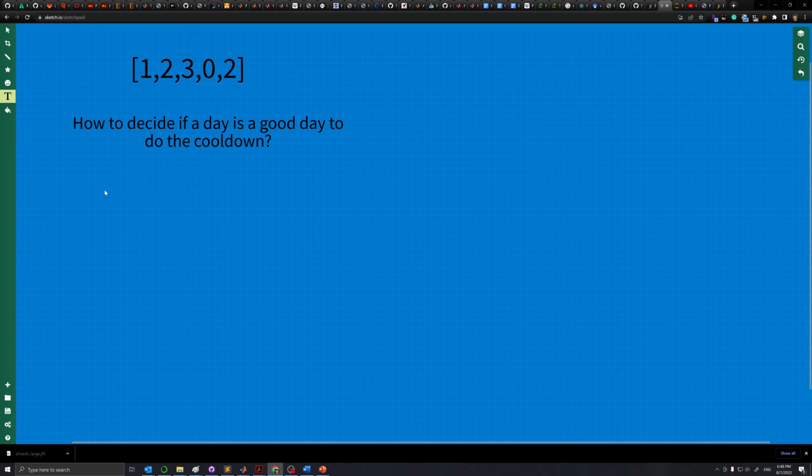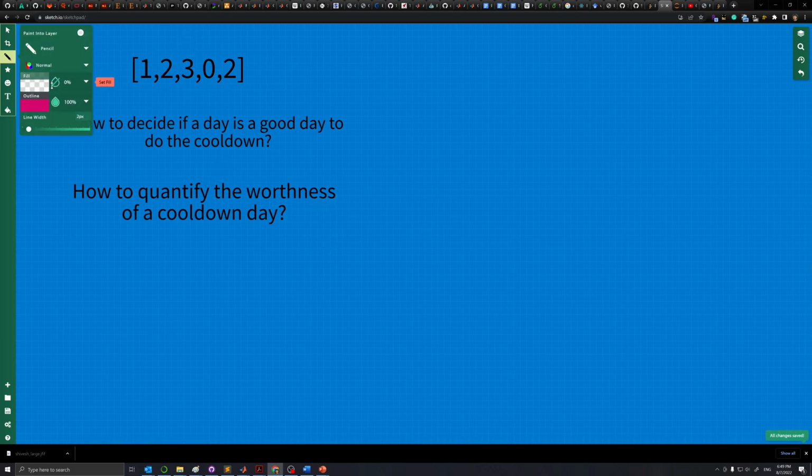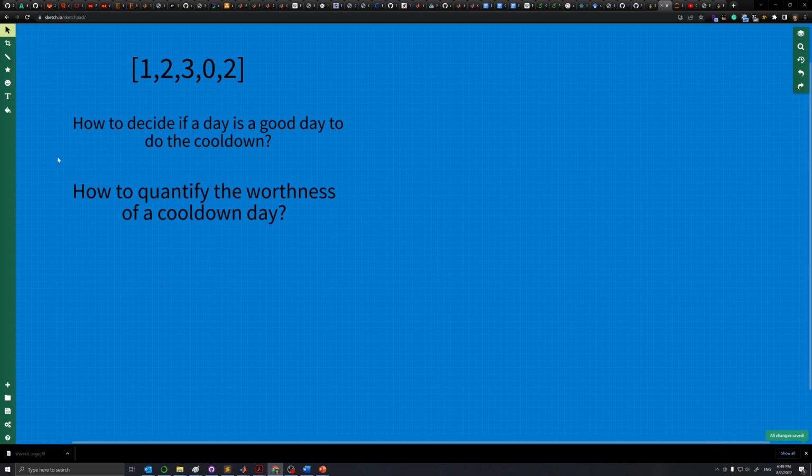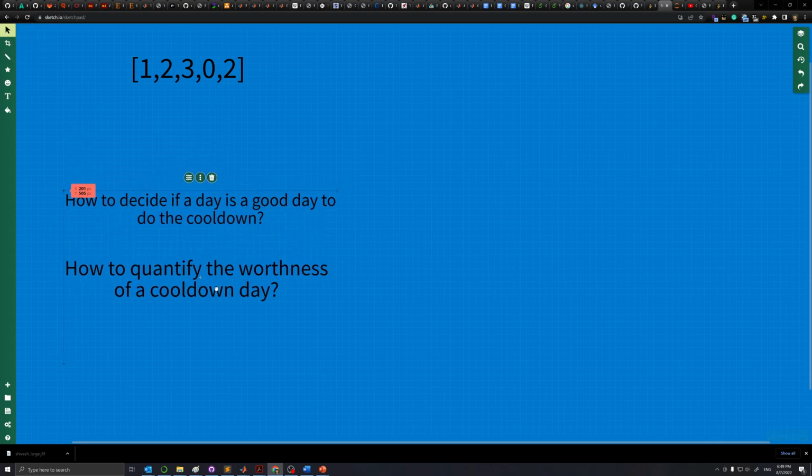So let's ask a further question: how do we quantify the worthiness of a cooldown day? Quantify it, and then we can pick it. We can take a look at the optimal solution for, whoops, let me just move these things down a little bit so we can start working on this.